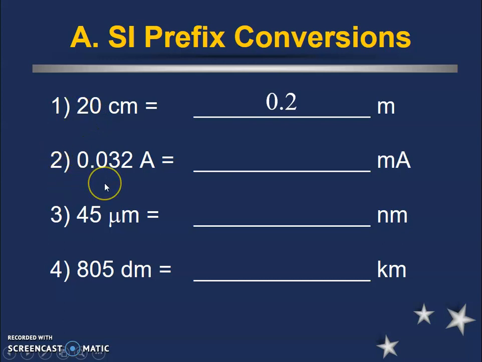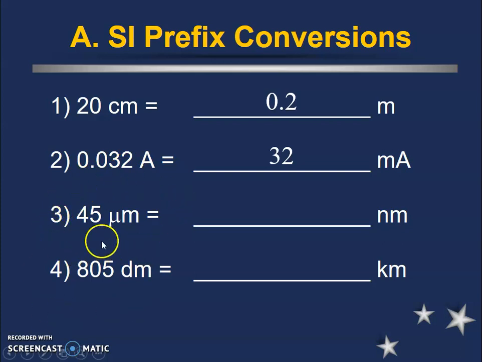Okay, let's turn 0.032 amps into milliamps. So we're going from the base unit to milli. Think about what direction you need to go in, and then think about how many times you need to move it. We needed to move that decimal 3 places to the right. So if the decimal's here, we need to go 1, 2, and 3. So it becomes 32. Okay?